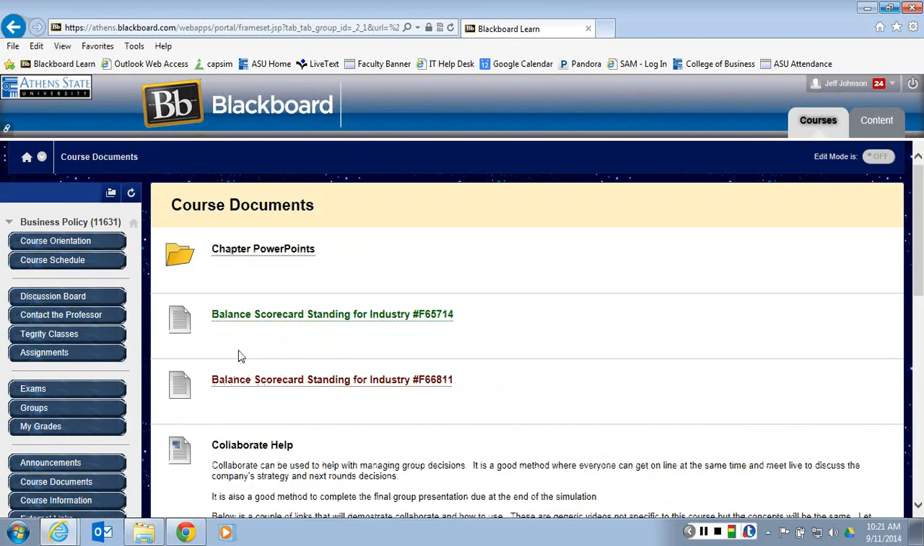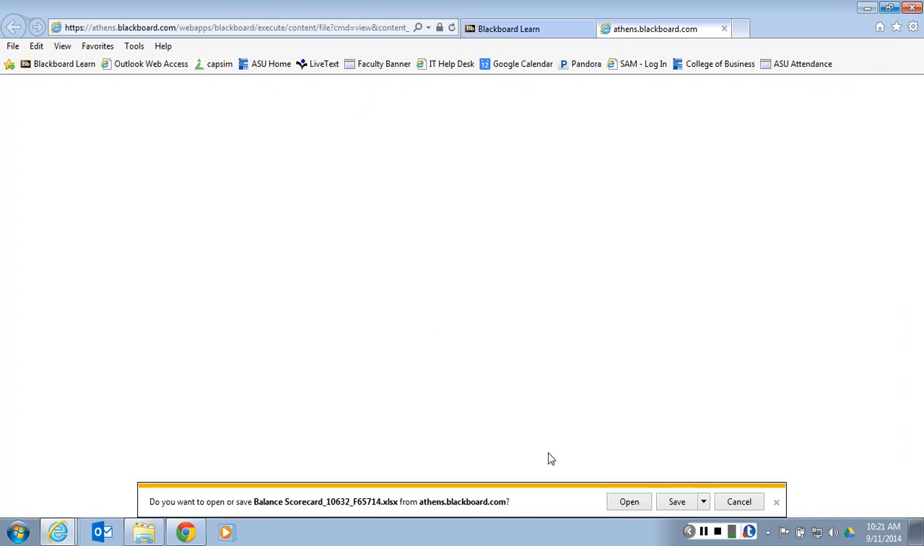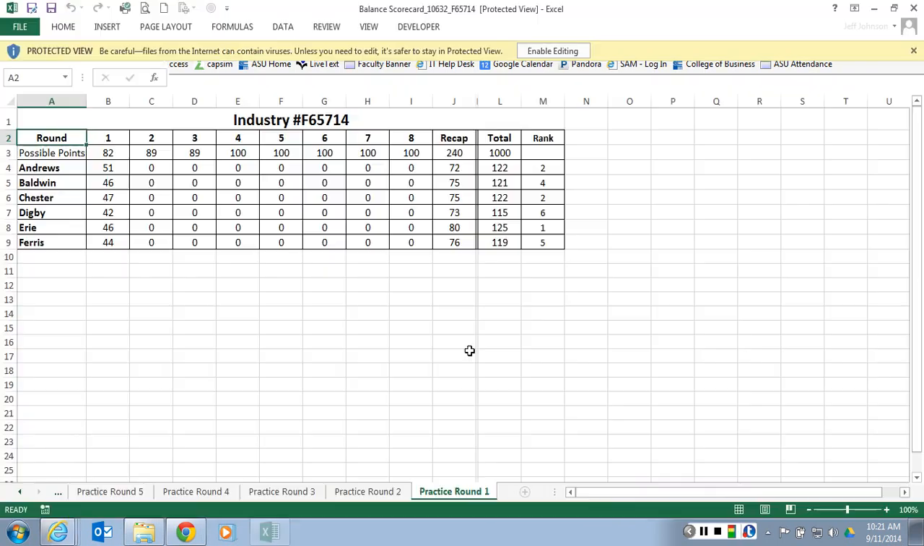Now the reason you got to come here is because when we go to CAPSIM, you only can see your team's balance scorecard. You can't see everybody else's. So I put it here. So I'm just going to pick one. This may not be your industry, so it doesn't matter. They're all set up the same. And then you can just open up Excel.